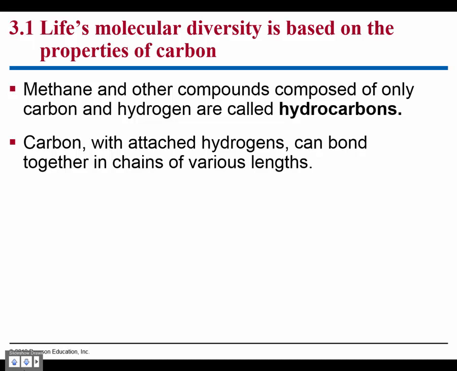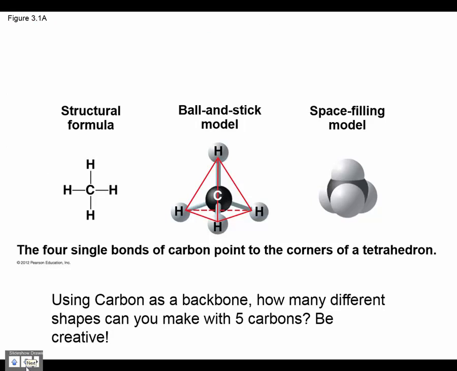So when you have the carbon, they have the hydrogens connected to them. They bond together, create different chains. So you have methane, ethane, propane, methyl, ethyl, propyl, butane, pentane, so on and so forth, to decane. Octane is 8. So those are all hydrocarbons. There's a structural formula, then you have a ball and stick model, and then your space filling model. When you have carbon as a backbone, just think of how many different shapes you can make with just 5 carbons. Go ahead and play around with that when you get a chance.